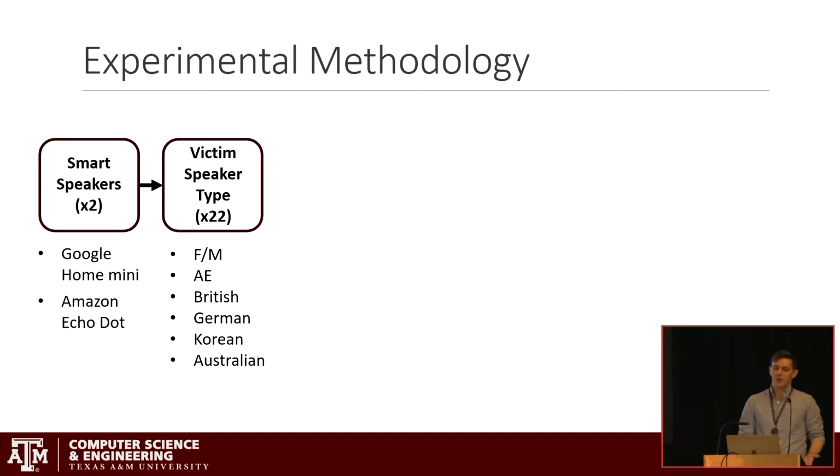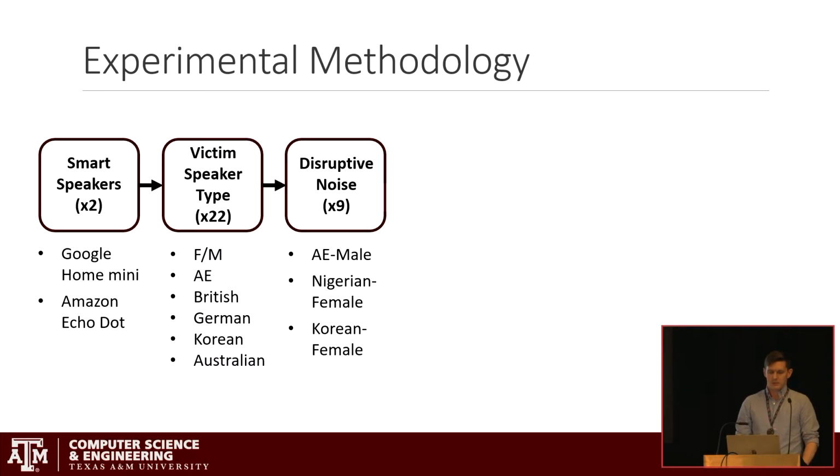different victim speaker types. And so using Google text-to-speech API, we generated 22 speech samples from different speaker types for a smart speaker command for each of these devices. And we included representation for not only female and male speech, but also American English accented speech, which represents that not biased speaker class that doesn't suffer from these issues. And then a few other accents that don't have as good a performance. And so British, German, Korean, and Australian.